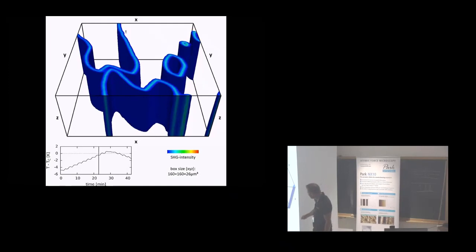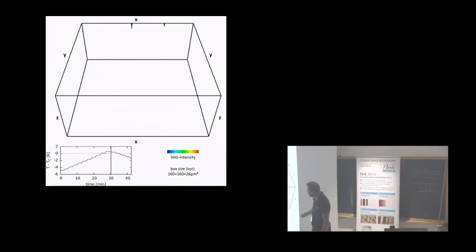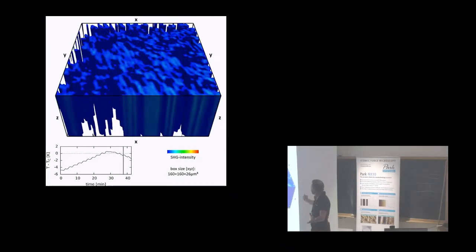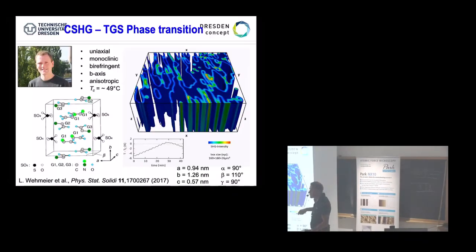Now you see the temperature goes up, goes up. Now phase transition, and it's all gone. Now we go down again. Just wait. Okay, there it is again. So you can see how it recrystallizes and how the domains finally meander together with each other.